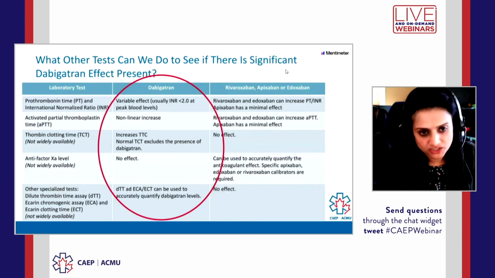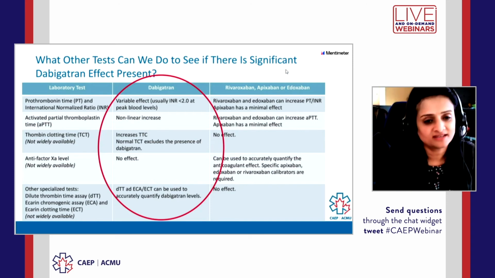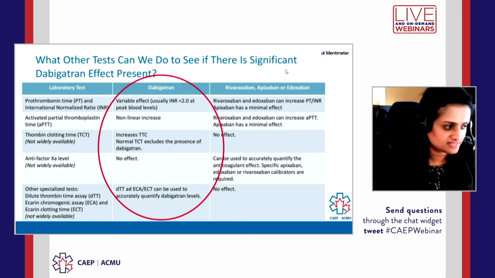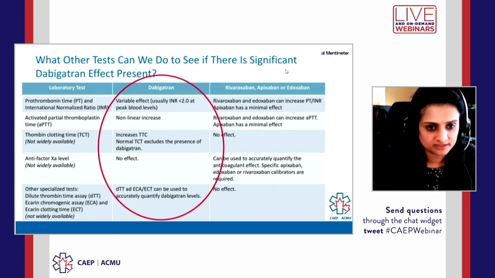And there are other, more sensitive specialized tests, such as the dilute thrombin time assays, the ecarin chromogenic assays, and ecarin clotting time. Again, these are not available in all centers, and most of them are available in a research setting and in a tertiary care center. So they could definitely be used to accurately tell you quantified dabigatran levels, but they may not be available to you in a timely fashion for you to make decisions for the patient you're seeing right there in the emergency department with a major bleed.